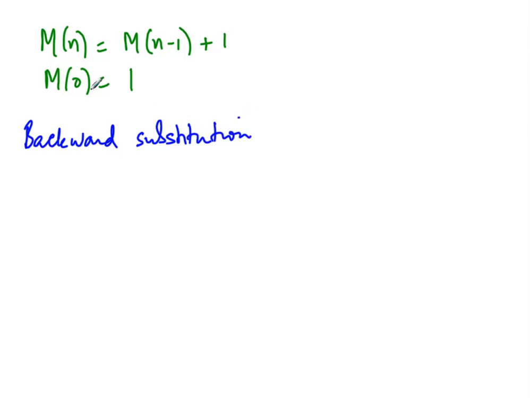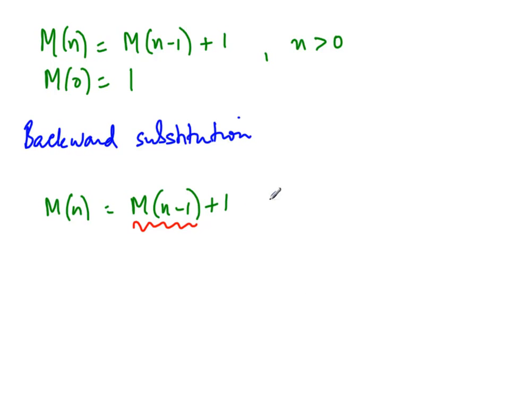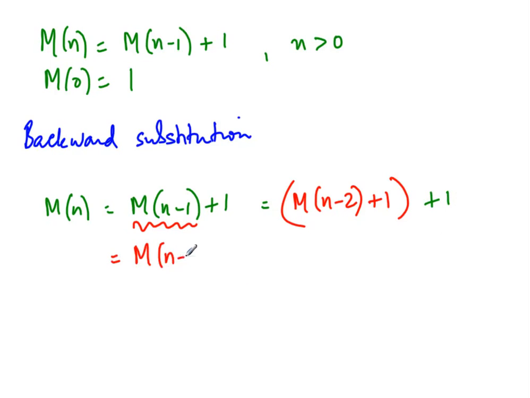Right? So we look at this in general. Remember this M of n: the first case is for n greater than 0. So we start with M of n, and we say M of n is M of n minus 1 plus 1. Now, if n minus 1 is not 0, then we can expand this using exactly the same formula. So for n minus 1 this is M of n minus 2 plus 1, plus 1, which is M of n minus 2 plus 2.